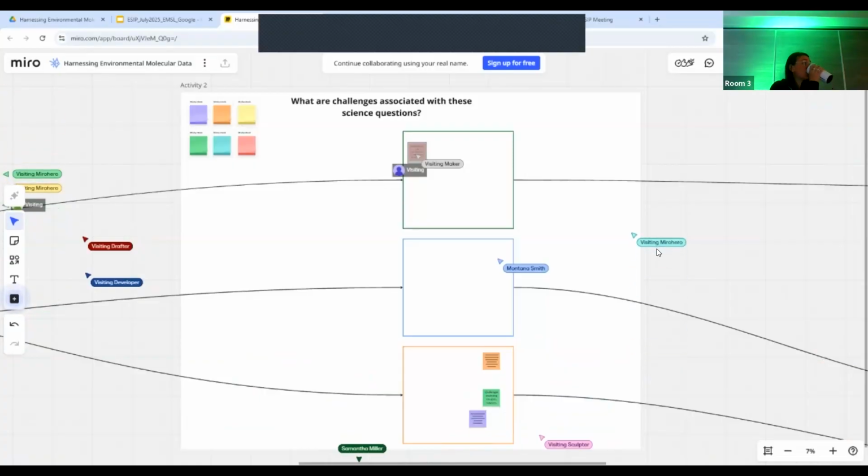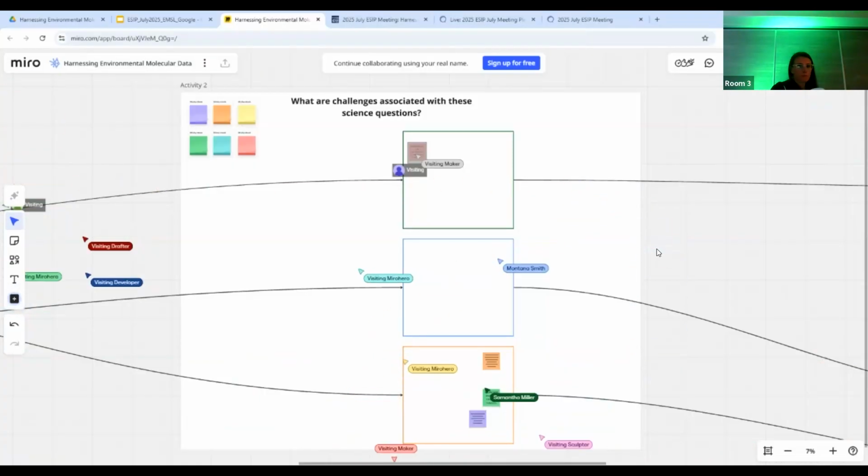Really curious about this green sticky and that orange square that says challenges analyzing complex data sets. I'm wondering if someone can elaborate a little or give a couple of examples about the types of challenges. And data sets. Yes, and data sets. I don't know who wrote that one.